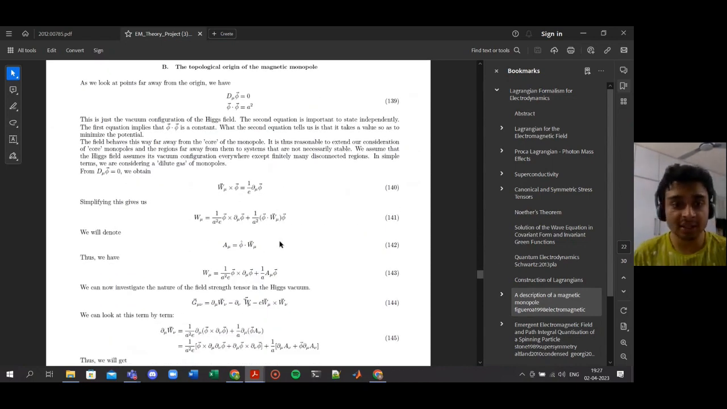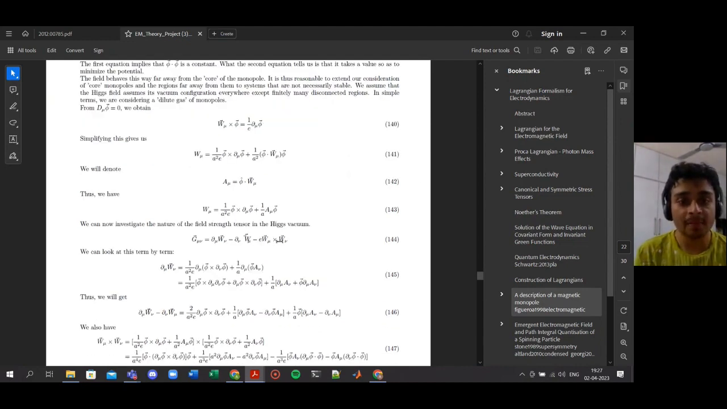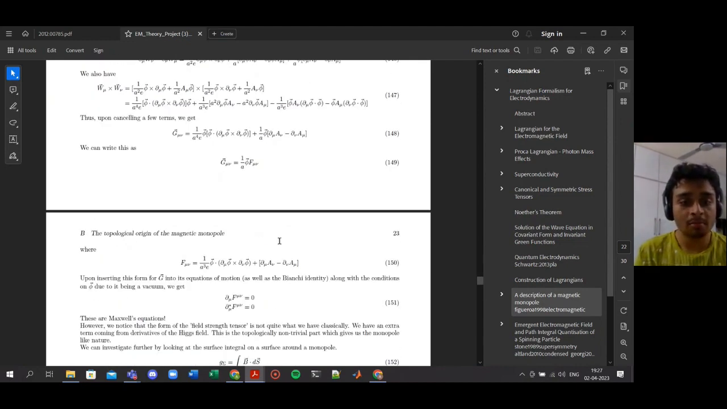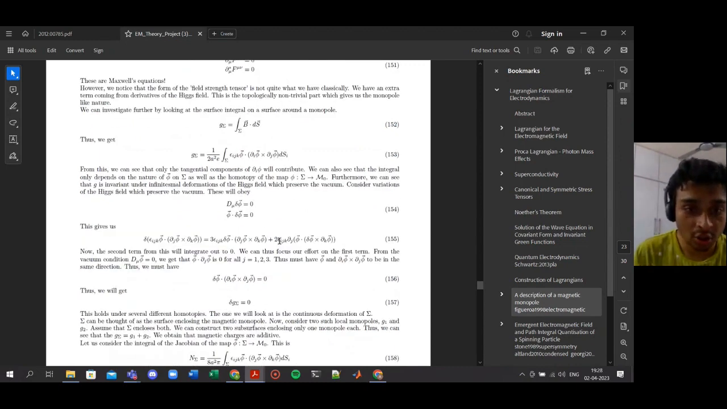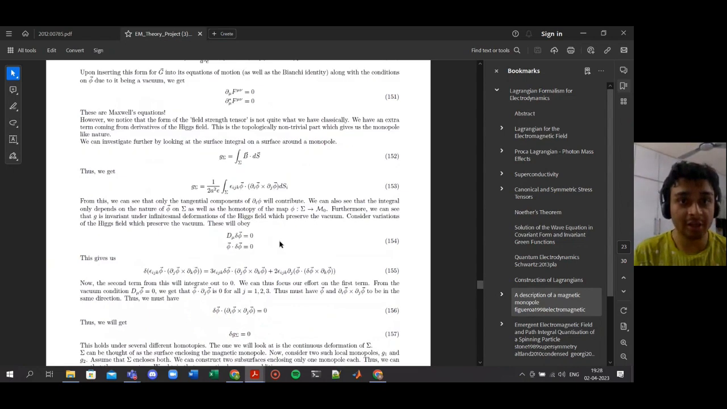The last part I would like to describe is where this magnetic monopole actually comes from, and it comes from, I would say, a twist in the Higgs field itself.